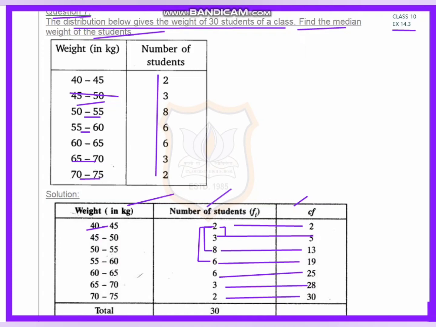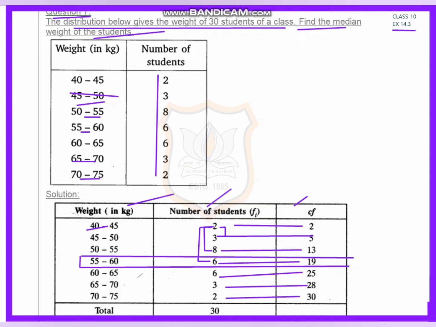First of all, we have to find the median class. Here the total frequency is 30, so n by 2, 30 by 2, is 15. We have to decide the class. So I select this class. How did I select it? Because in the cumulative frequency, n by 2 is 15, and the value before is 13, so 14 and 15 will come in this median class.